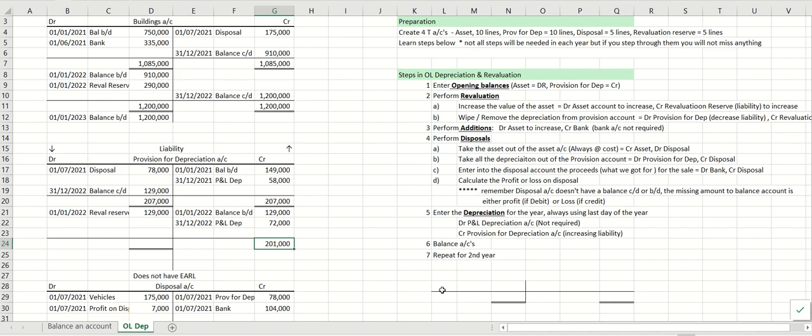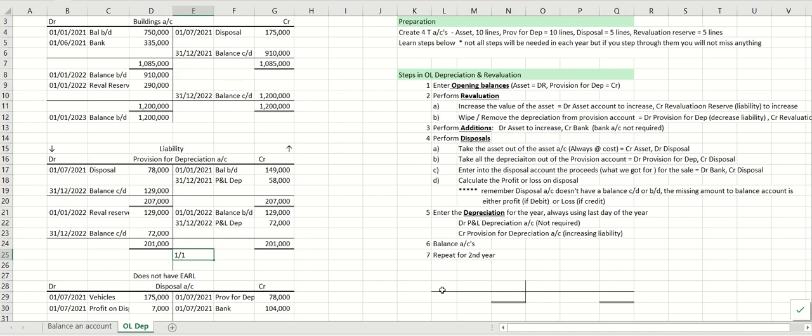So add up both sides, decide which side is the biggest. The credit has 201 in it, the debit has 129 in it. The credit side is the biggest. The side that is the biggest is going to be the total on both sides, 201,000 on both sides. Balance CD will be above the total on the smaller side, and the value will be the big side minus the small side. So 201,000 minus the 129,000 is 72,000. The last day of the year, above the total, smaller side.